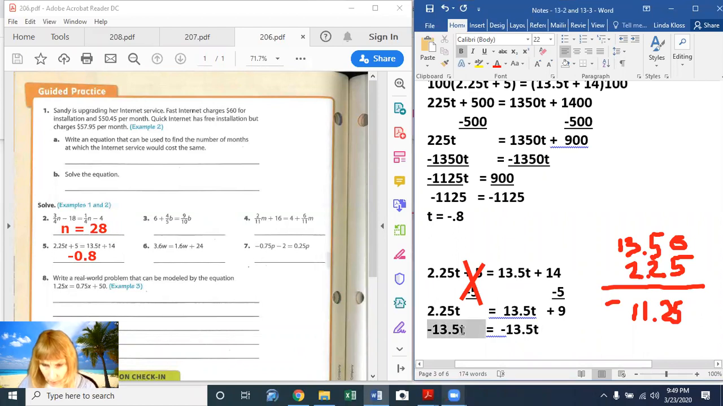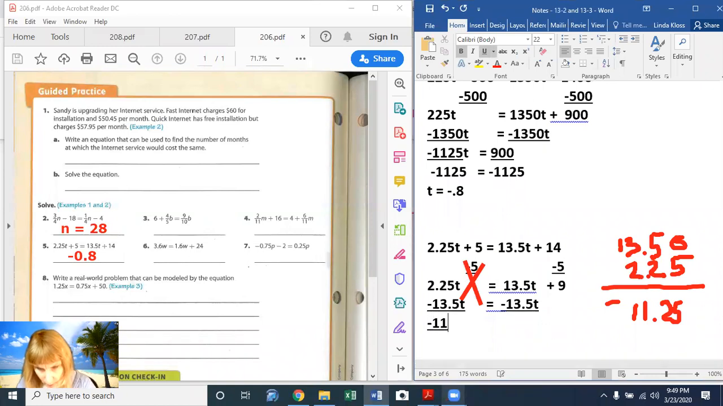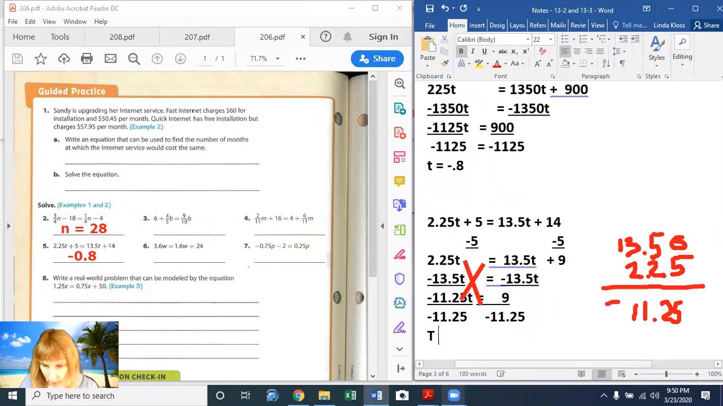Now we end up with, I just want to make sure I show you that we subtracted. Now we end up with negative 11.25t equals 9. And then we're going to divide by negative 11.25 to both sides. And that will give us, if you use a calculator, t equals negative 0.8. So we end up with the same answer.